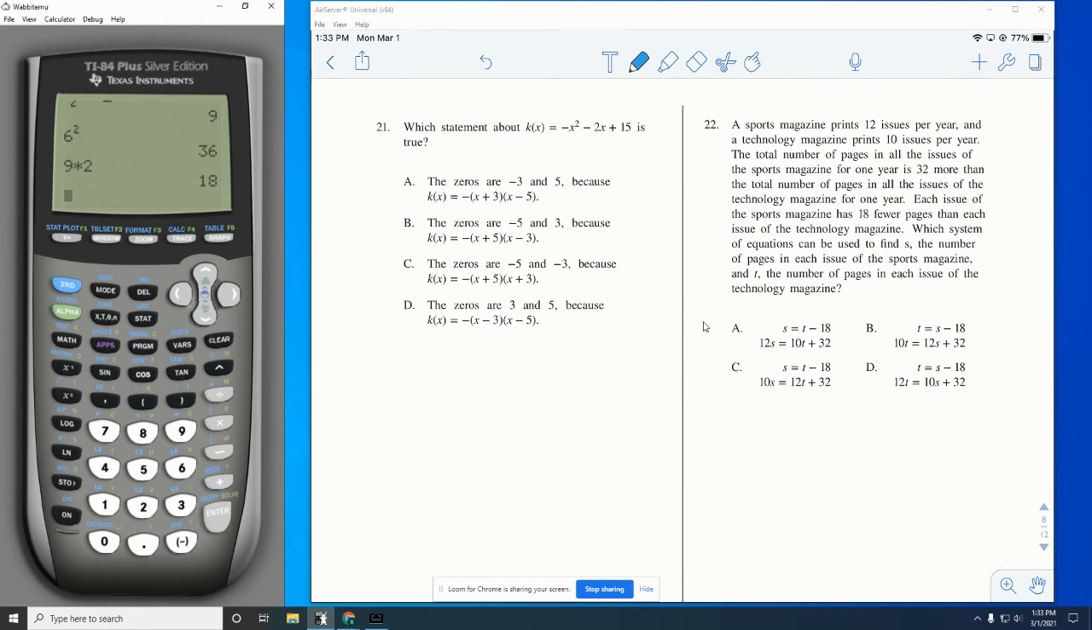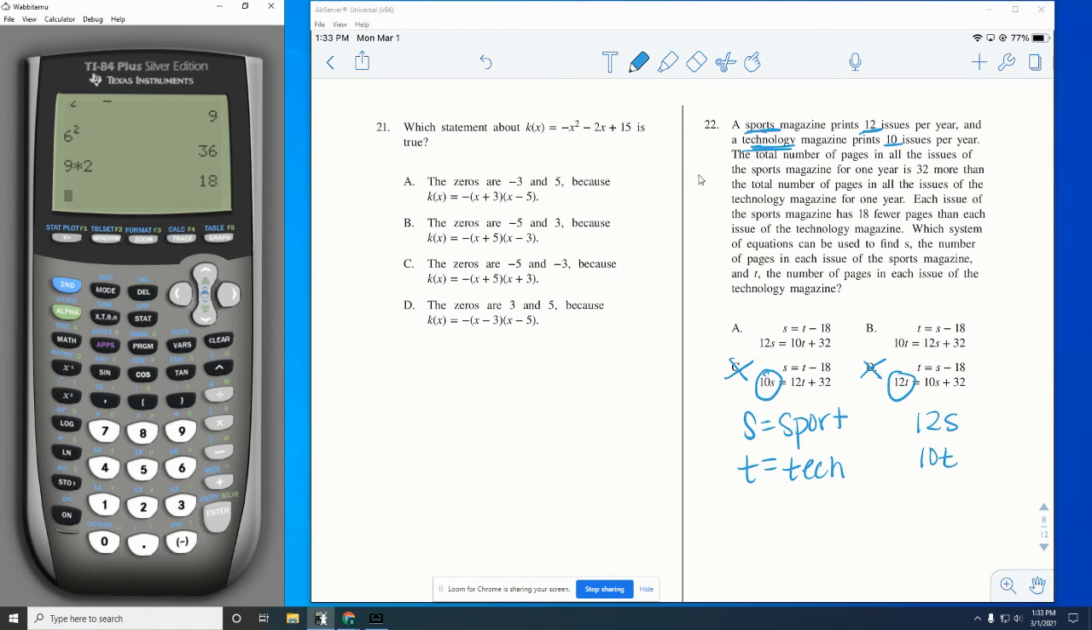Let's break it down. First thing, they tell me S is going to equal sports, and T is going to equal technology. So let me see if I can mark anything out here. They tell me up at the top, sports has 12. So I'm looking for a 12 and an S to go together, and technology has 10. So I'm looking for a 10 and a T to go together. So if I look, C does not have 10 and T together. And same thing with D. D has your T's and your S's with the opposite numbers. So I immediately can kind of ignore all of these words just for a second and look at what's going on here, okay?